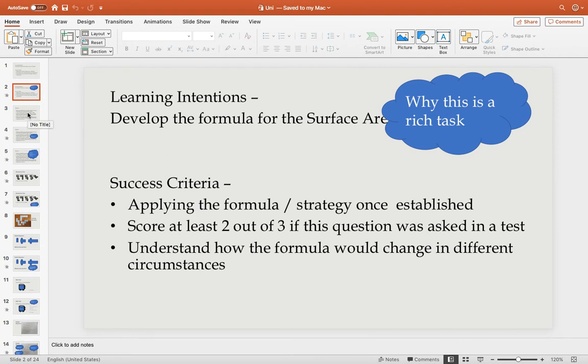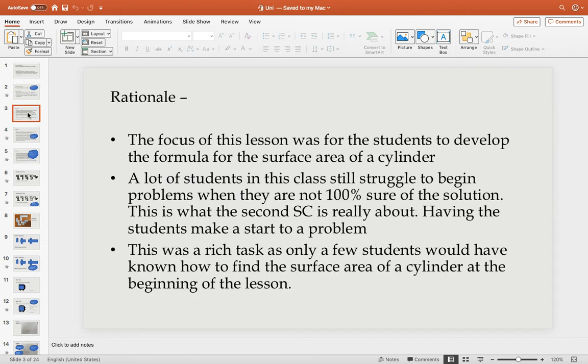The success criteria, the second one especially, scoring 2 out of 3 in the test, and here's the rationale for that. A lot of students in this class still struggle to begin problems when they are not 100% sure of the solution. And this is what the second success criteria is really about, having the students make a start to the problem. As the HSC moves more and more that way with 4-mark and 5-mark questions, students will have to be able to make a start when they're not sure of where that question is going to go. So that was the philosophy of why that second success criteria was there.